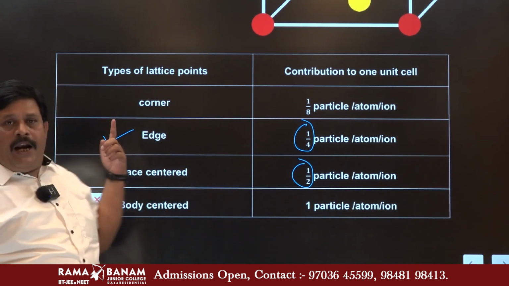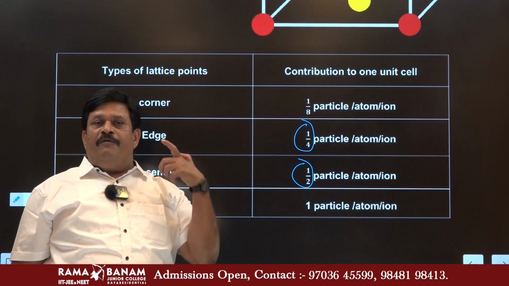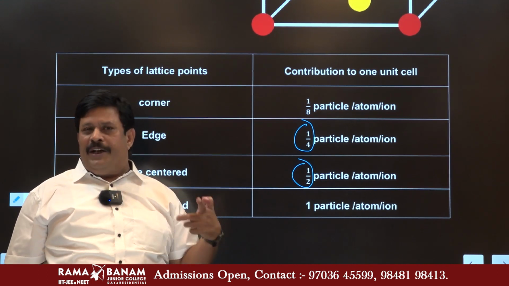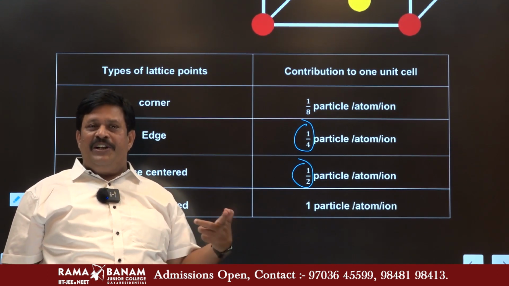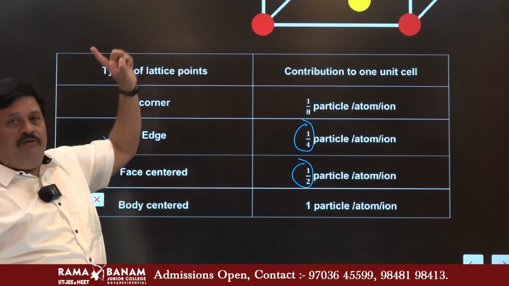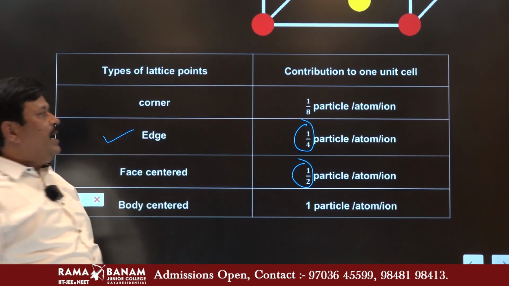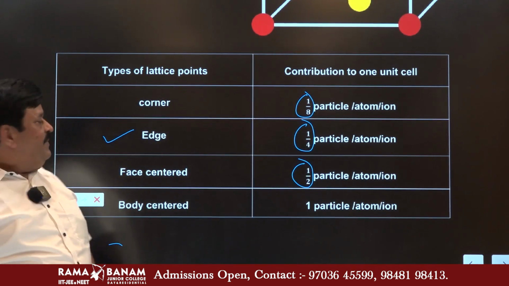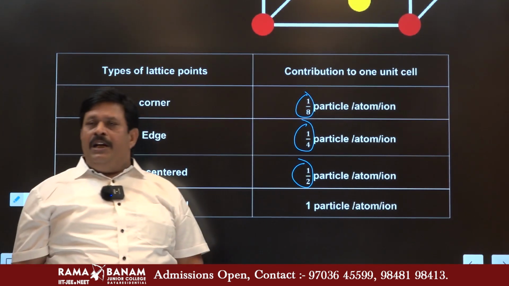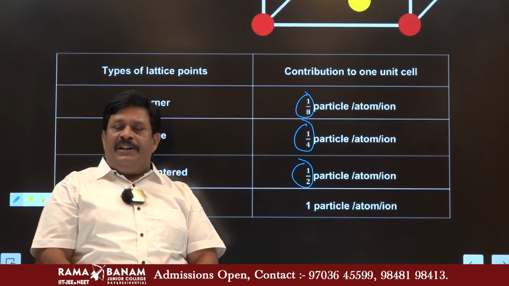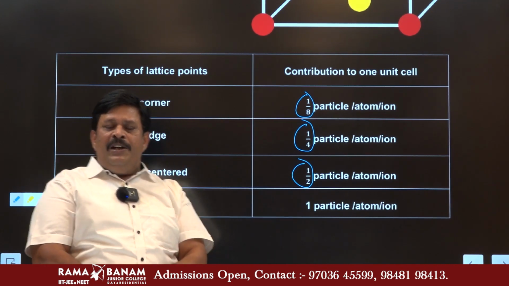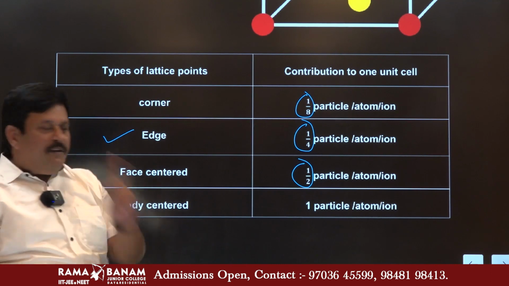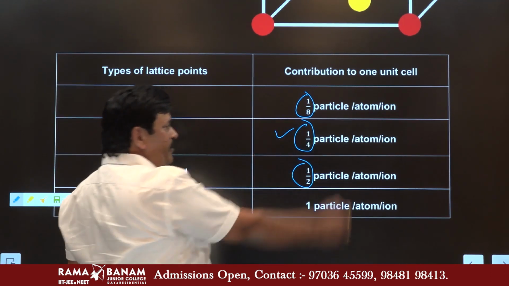See, the body corner particle is common for 8 unit cells. What does it mean? It is shared by 8 unit cells. So, the contribution of one particle at a body corner is 1 by 8 for one unit cell. Similarly, the particle at an edge center is shared by 4 unit cells, so its contribution for one unit cell is 1 by 4.